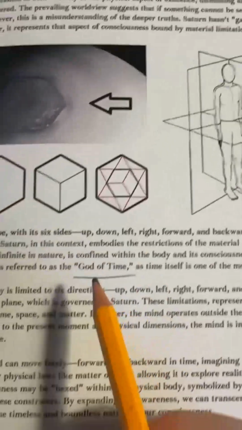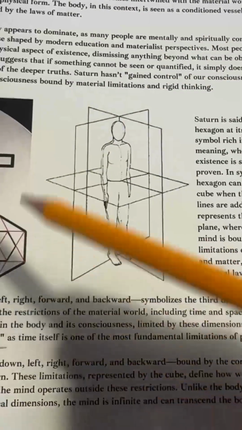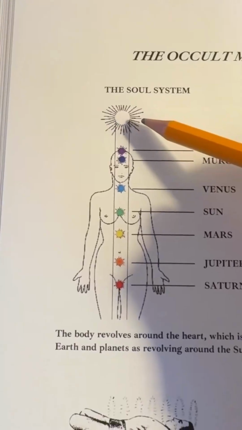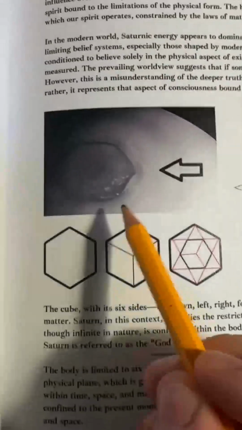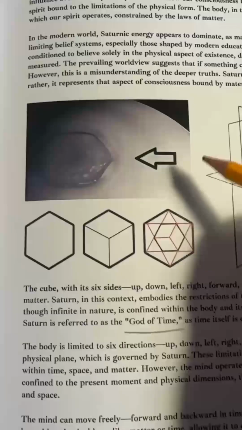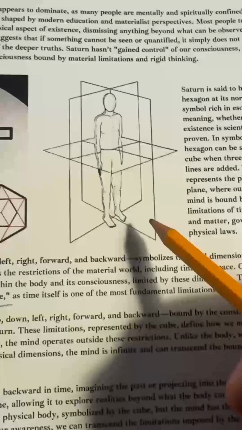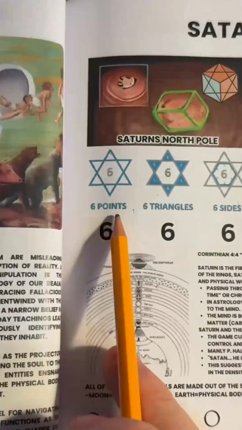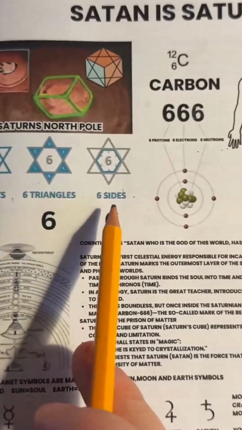Saturn is known as the god of time. Your body has a limited amount of time in this physical dimension. However, your soul lives forever. In the ancient myths, Saturn was the god of the physical world because time rules the physical world. A hexagram of Saturn can turn into a 6-pointed star. 6 points, 6 mini triangles, and 6 sides.